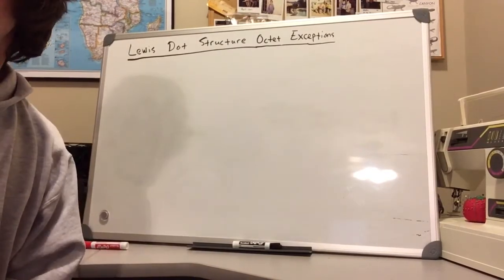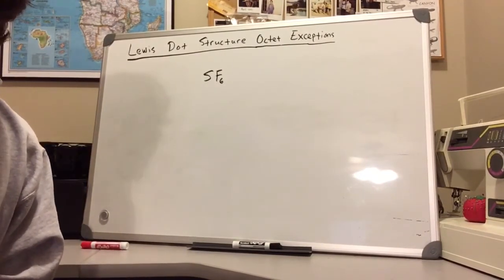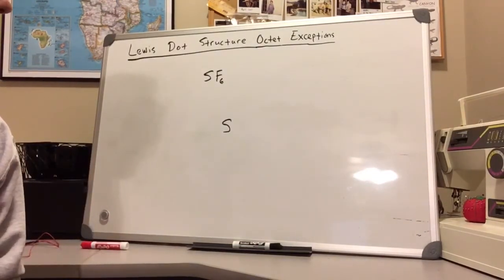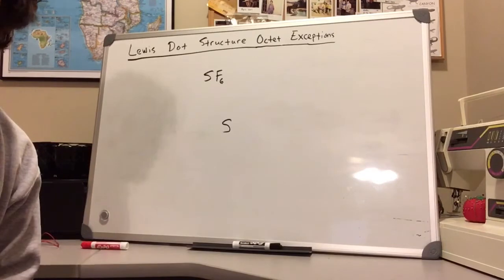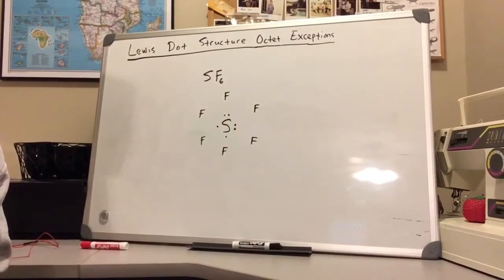The one that I'm going to do is sulfur hexafluoride. So again, I'm going to start off drawing my central atom, which is going to be my sulfur. Sulfur is our central atom, and it is going to have 6 valence electrons. And then again, I'm going to space my fluorines evenly around my sulfur and add their valence electrons.